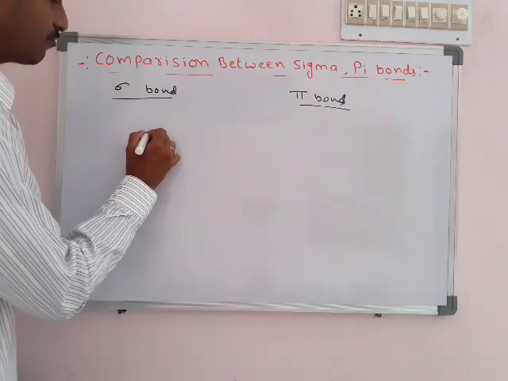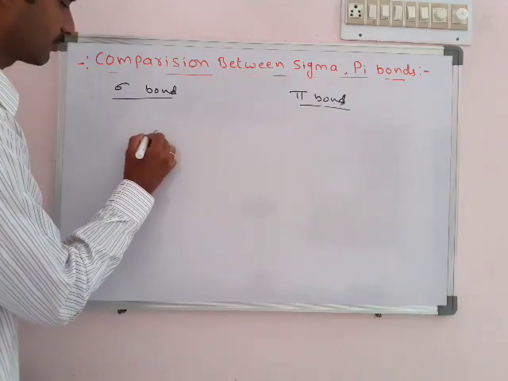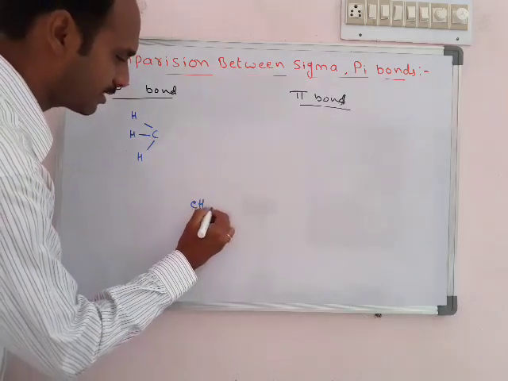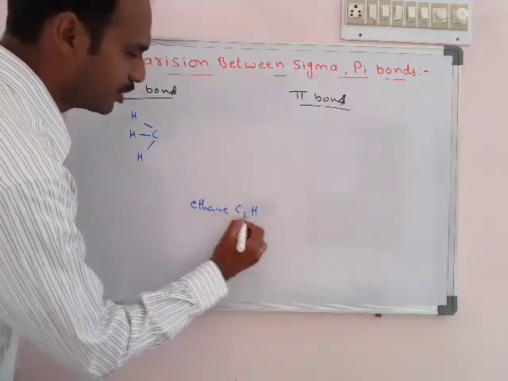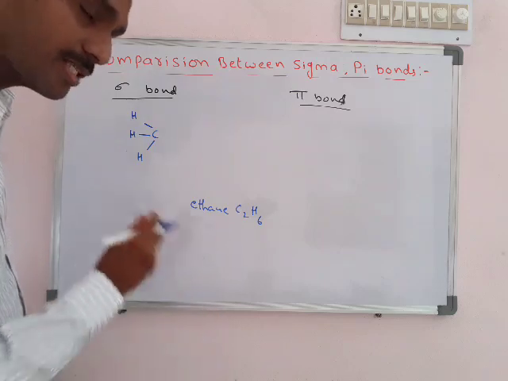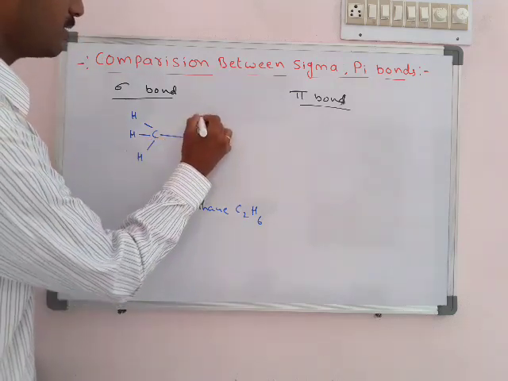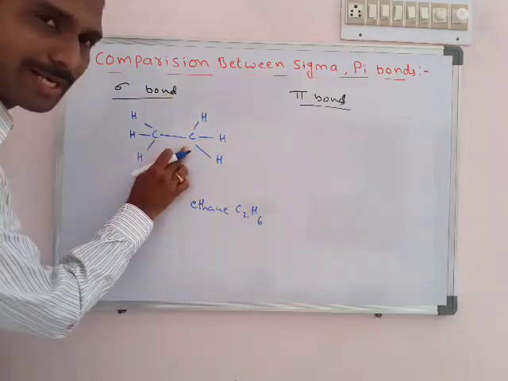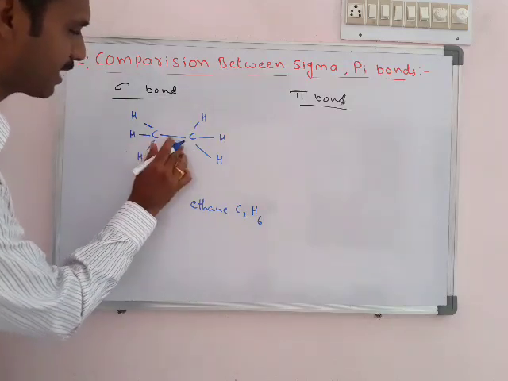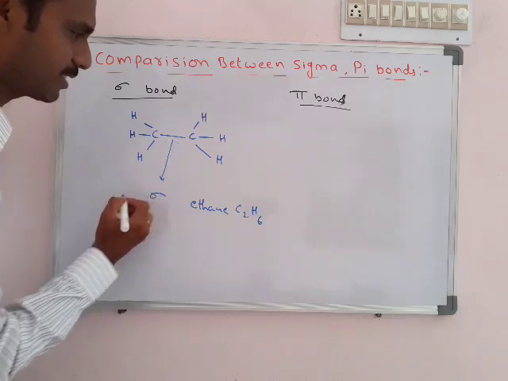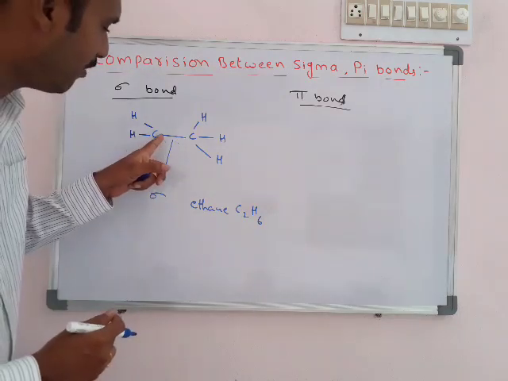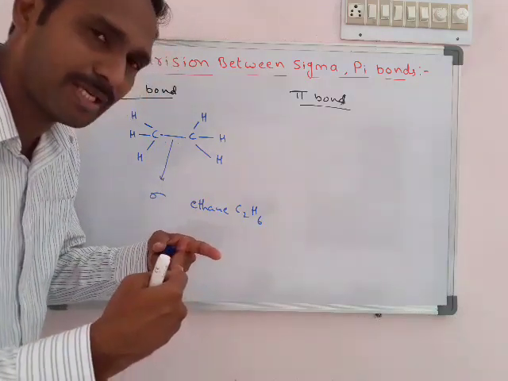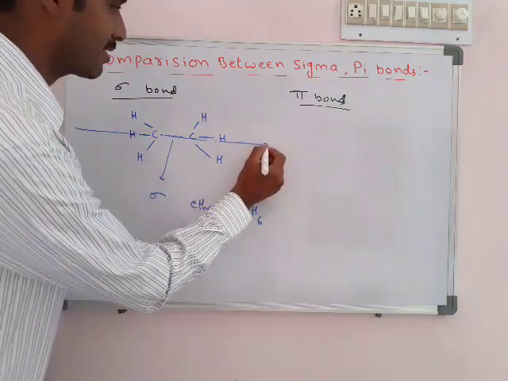For example, there is a formation of a sigma bond between two carbon atoms in ethane. The ethane formula is C2H6, like this: CH3 bond CH3. Now between the two carbon atoms, which bond is present? Only one sigma bond is present. With the help of this sigma bond, because in a sigma bond we have only straight-wise overlapping, the overlapping is parallel to the internuclear axis.